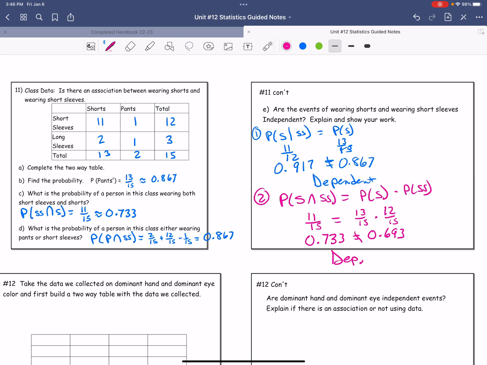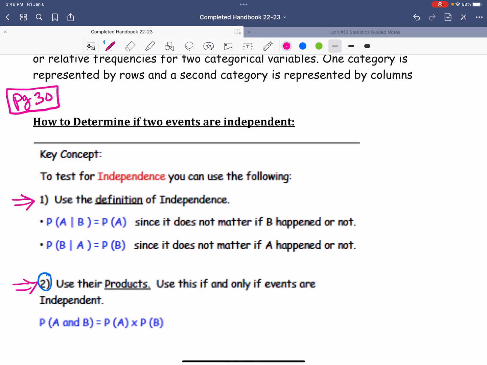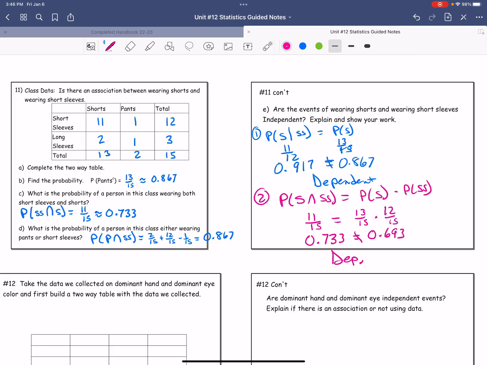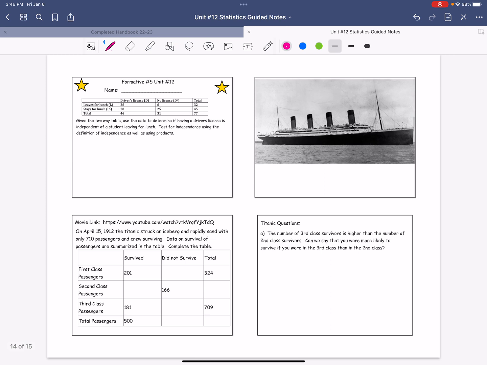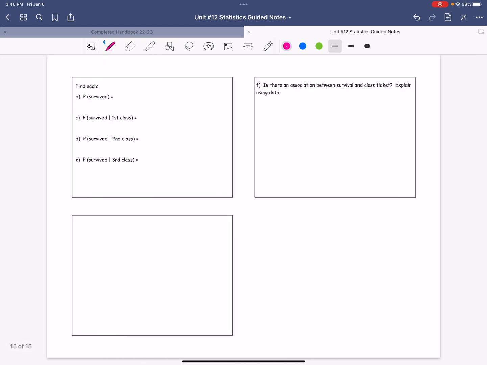And that's how you test for independence or dependence, actually. You do these two tests. You could use the definition, or you can use the products. Now we have more class data. I'd like you to take Formative 5. This is an absolutely great example to review some content and to test for independence.